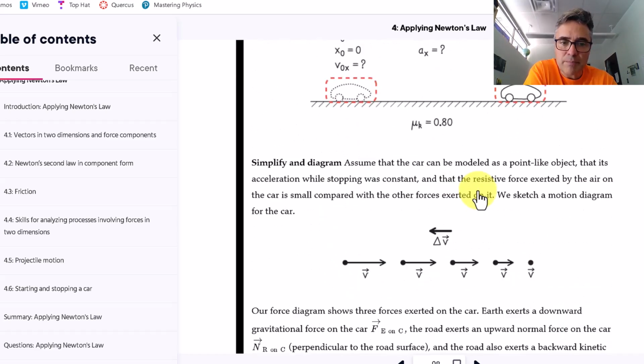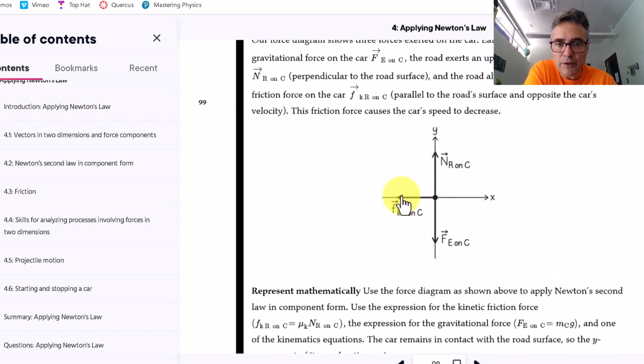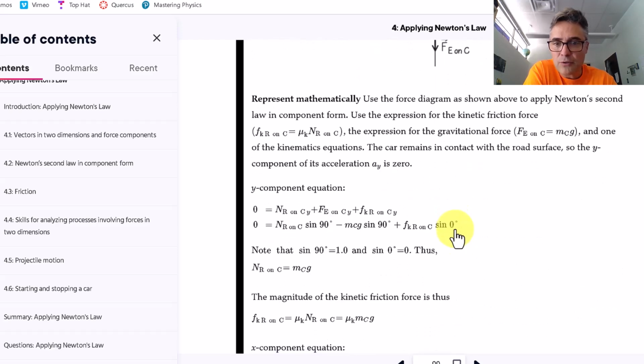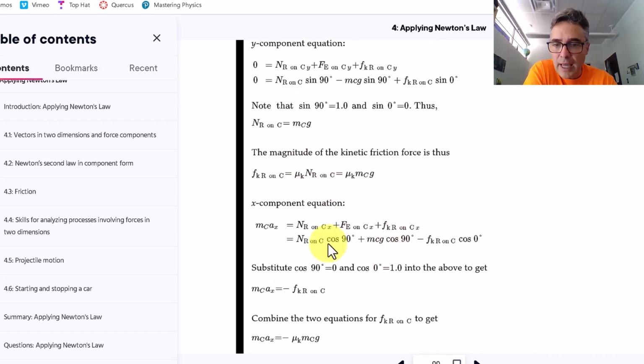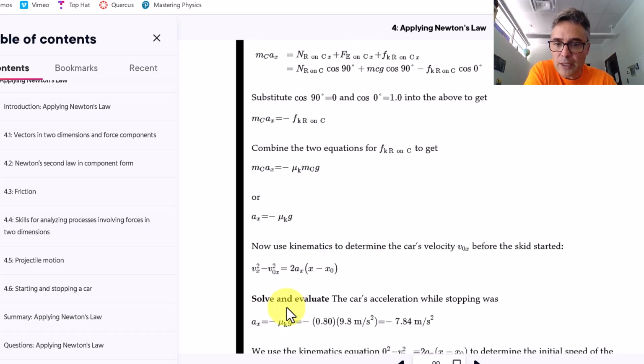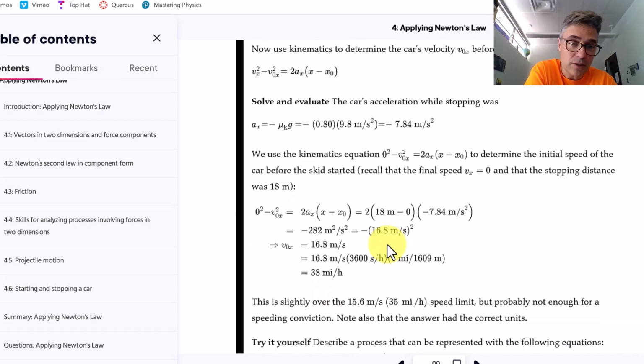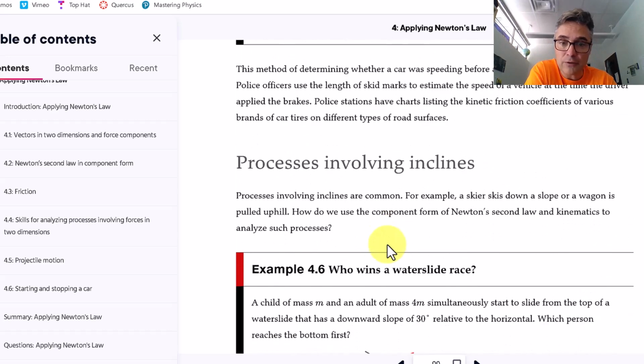Then there's the question of whether the car was speeding. Here's an example where there's kinetic friction because the car is sliding along, and you've got normal force and gravity. The y component equation tends to give that the normal force is equal to mg. Then you use the x component equation to find the acceleration in the x direction, and then you can use kinematics equations to solve for things like how far it goes.